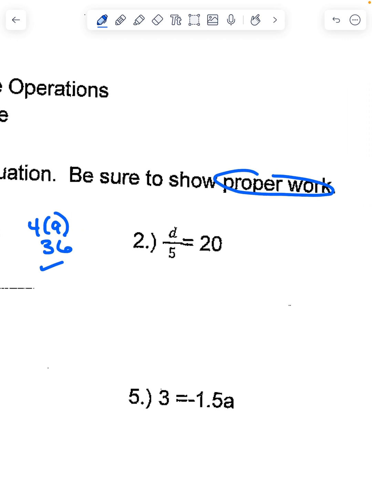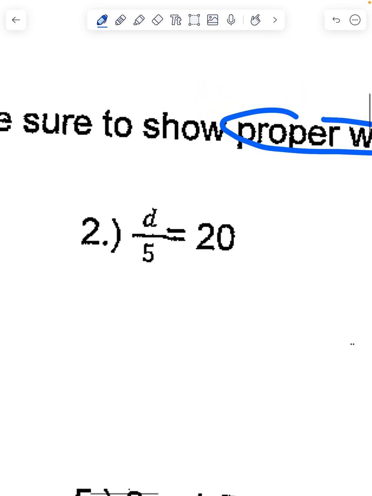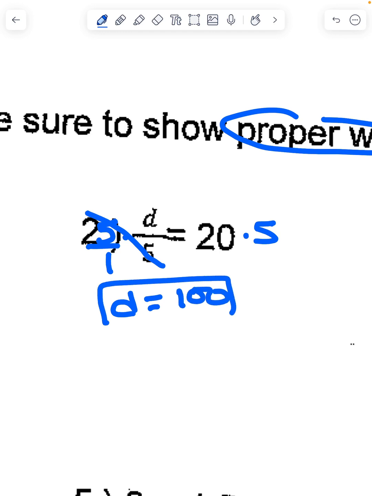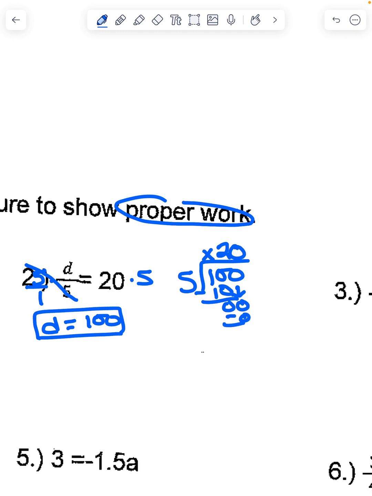Number 2 says something divided by 5 is 20. Division, or dividing by 5, the inverse would be multiplying both sides by 5. That's the same as 5 over 1 when you can cross cancel, leaving you with 1d, and 20 times 5 is 100. Box that answer, and then show me that 100 divided by 5 is 20. So it does check out.